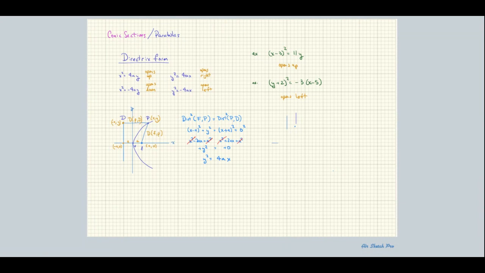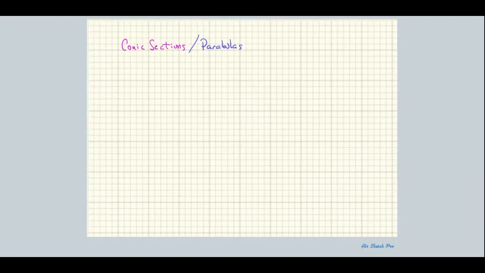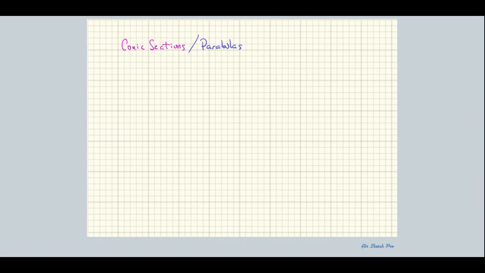And then we'll do some examples, some plotted examples. Example. Let me put the vertex at the origin, and let me put the focus 3 units up.